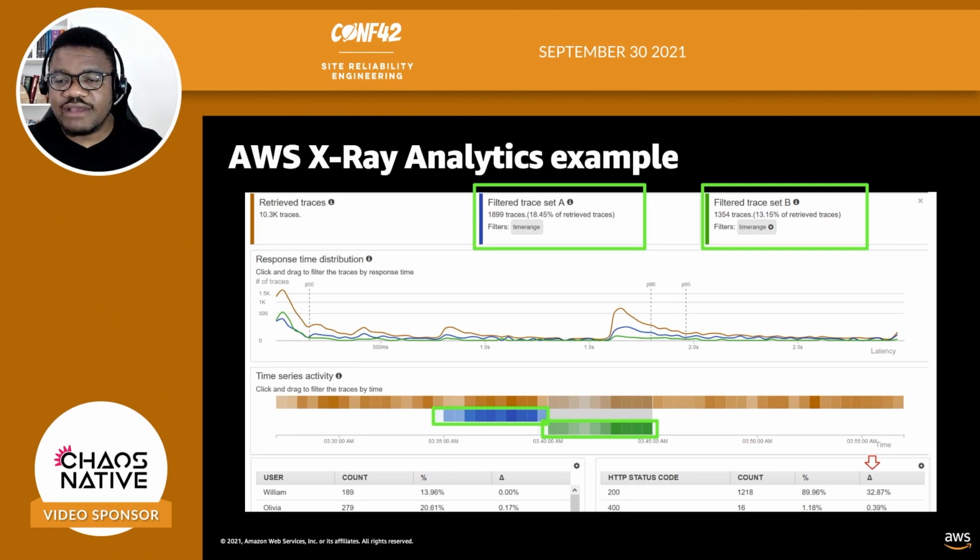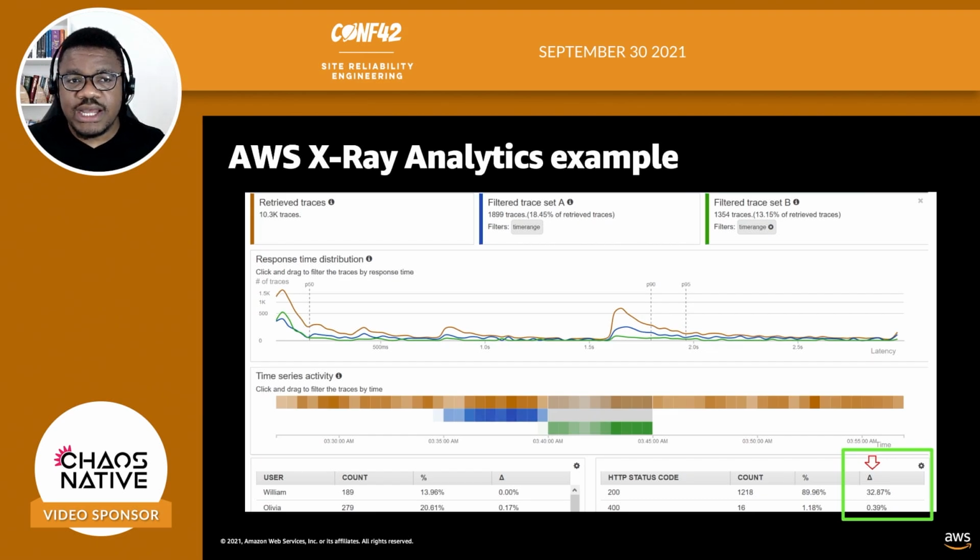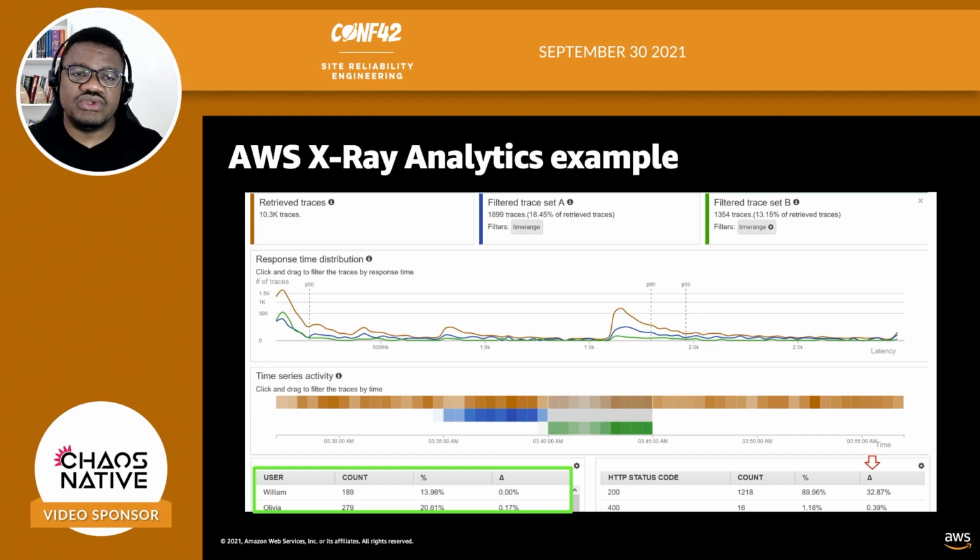You can also look at divergence within a particular parameter within your trace, for example, HTTP status code, or if you've added additional custom parameters within your traces, for example, user name, you can start doing some analysis to compare different users and what difference you are seeing from the traces between those two users as well.